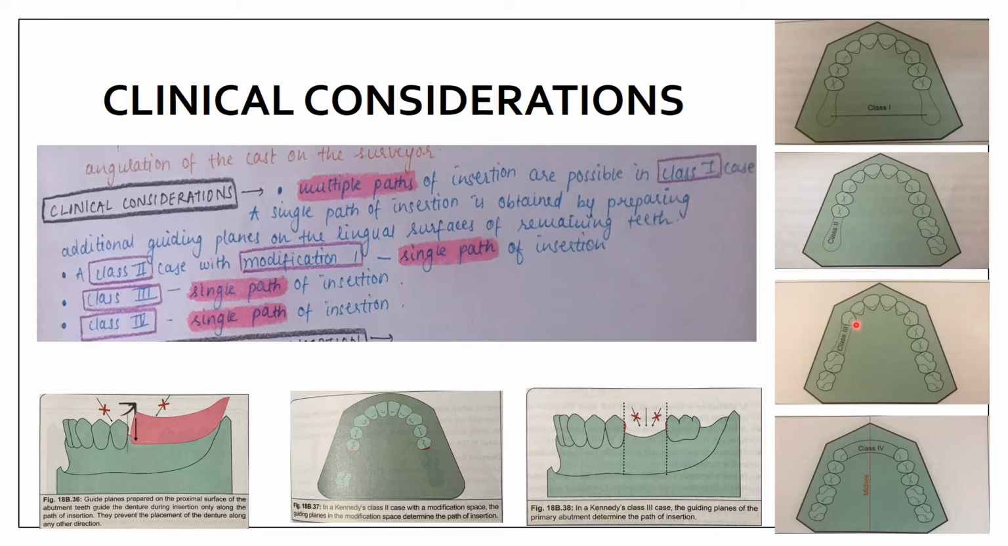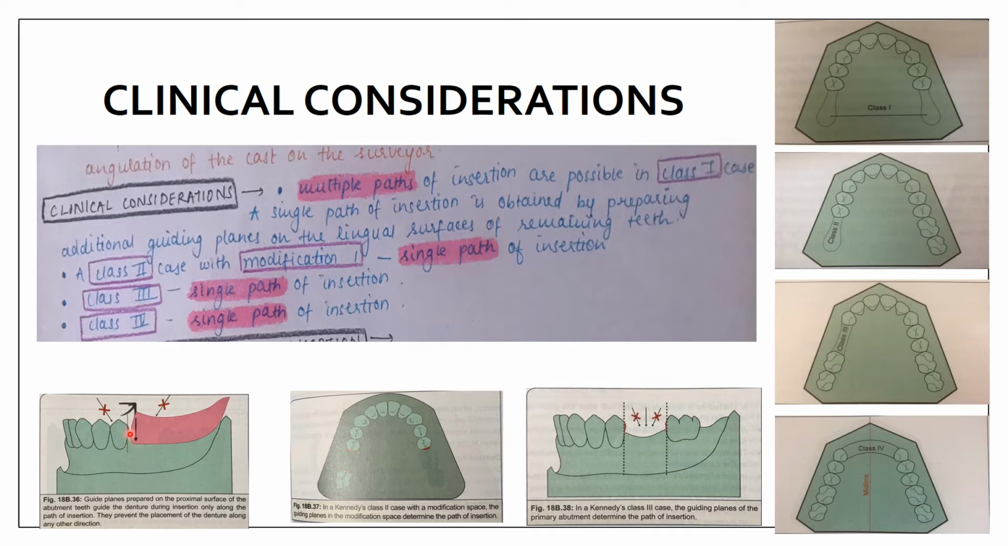Class 3 is when the edentulous space is present between two abutments, and class 4 is when the edentulous space is present anterior to the remaining natural teeth. All of these have a single path of insertion. So the guide planes are prepared on the proximal surface of the abutment teeth, as you can see over here.